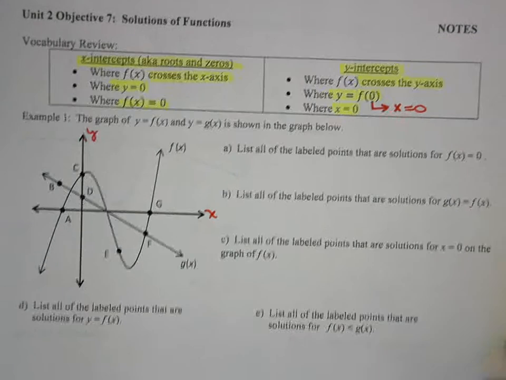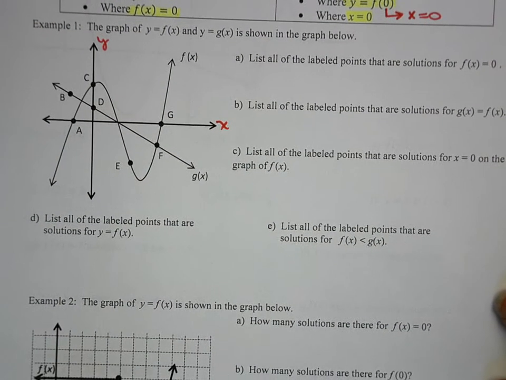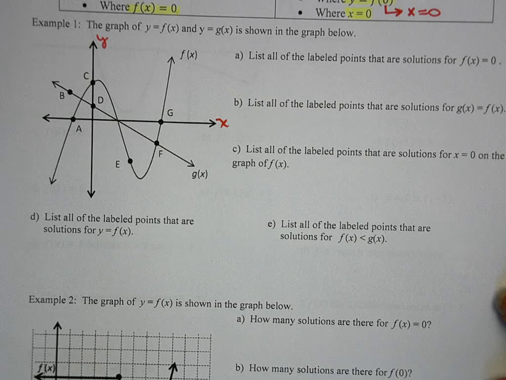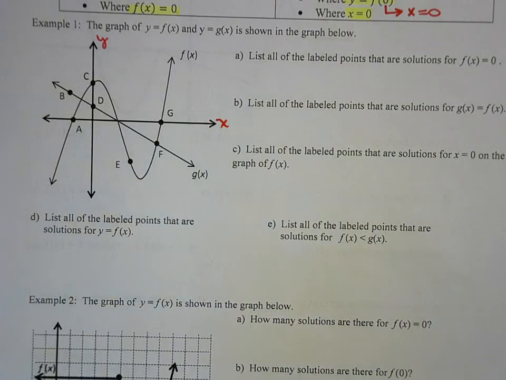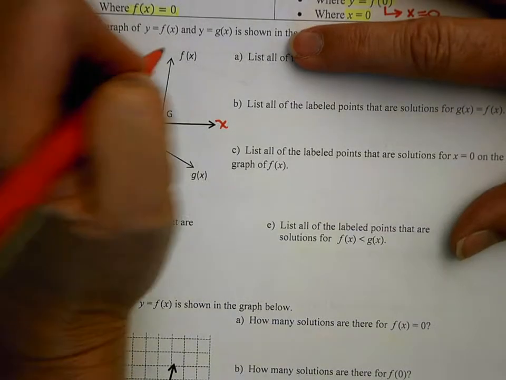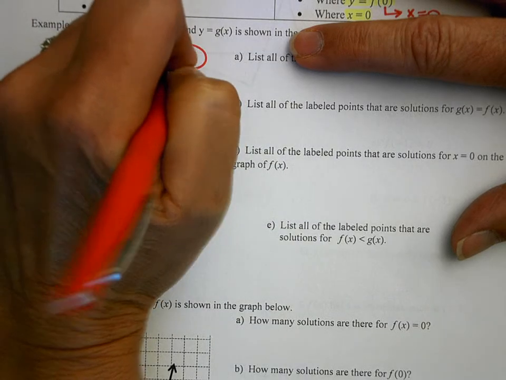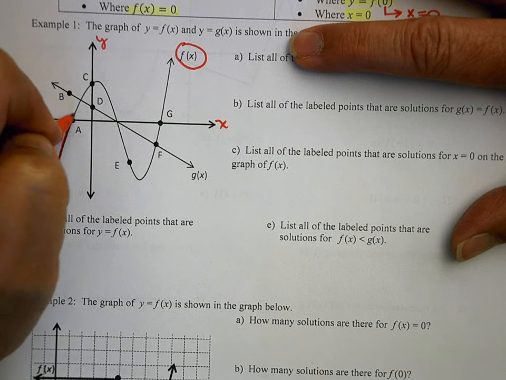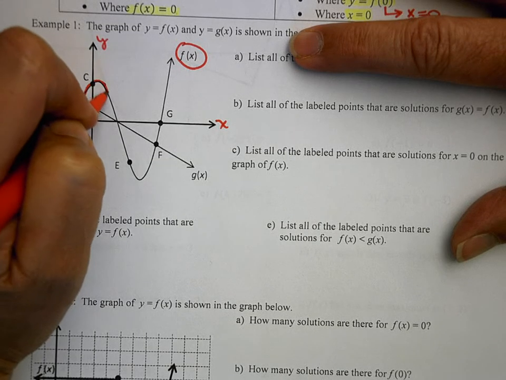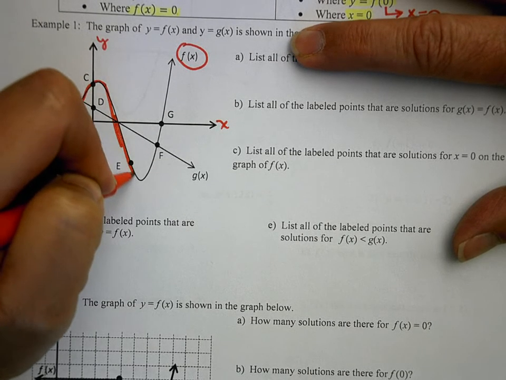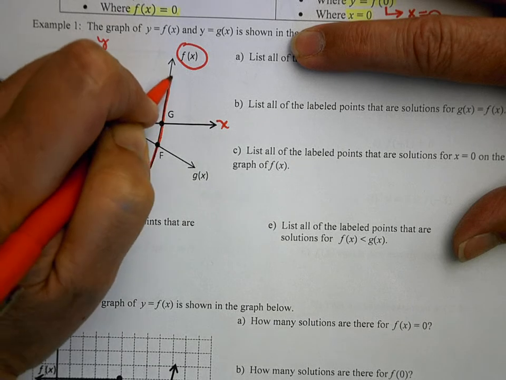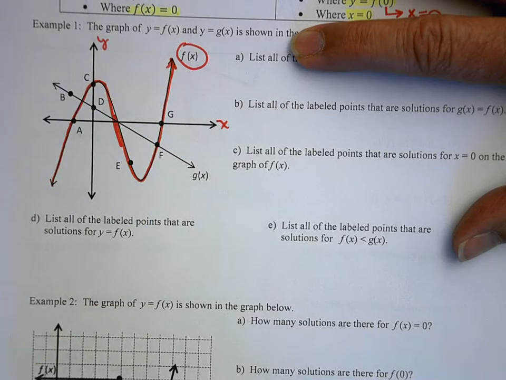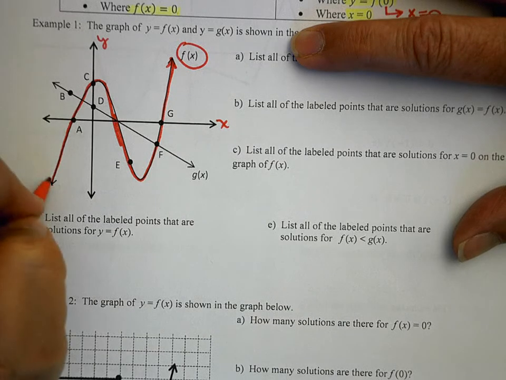All right, let's go ahead and take a look at this first example. Let's just look at the graph first. We have two things that we're working with. We've got f of x, which is this graph right here. I'm going to trace it out. Well, I didn't do a good job there, but there is our red graph.